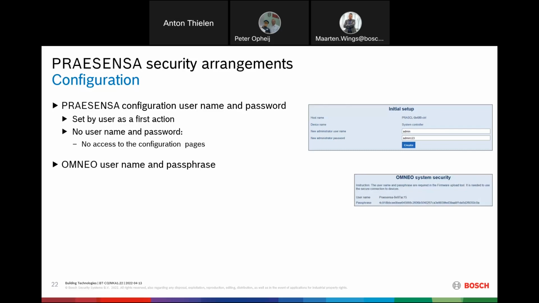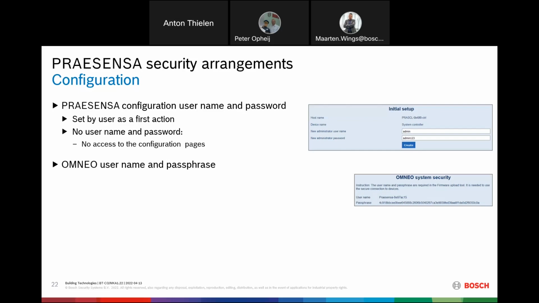There is also a security chapter in the configuration, which contains the Omnio username and passphrase. In this case, the username and passphrase is more secure, as you can see here, with a lot of numbers in it. That is auto-generated, so by clicking you can create a new random generated username and passphrase, which you can then use to secure your system.